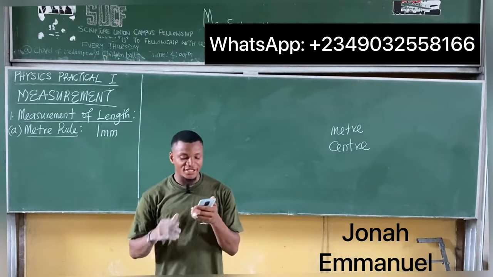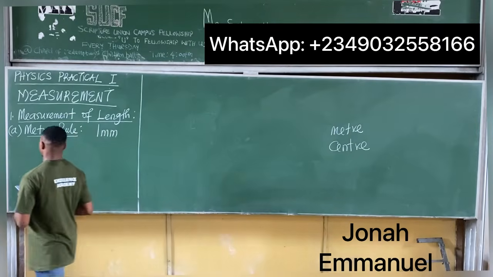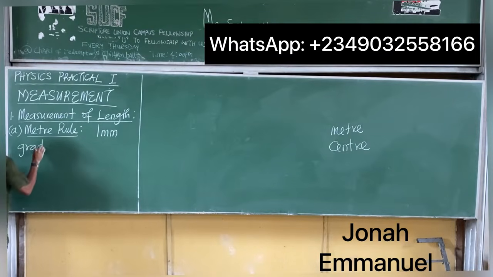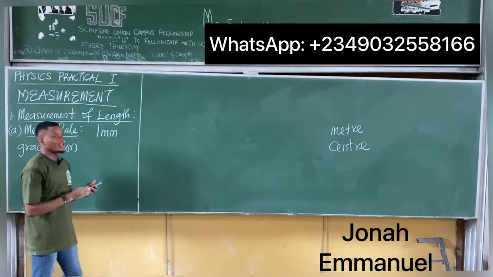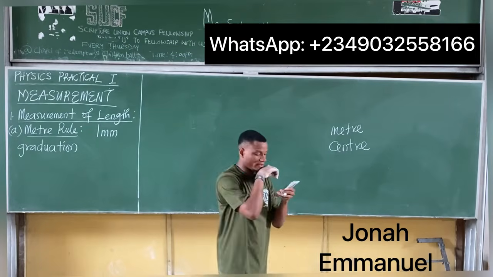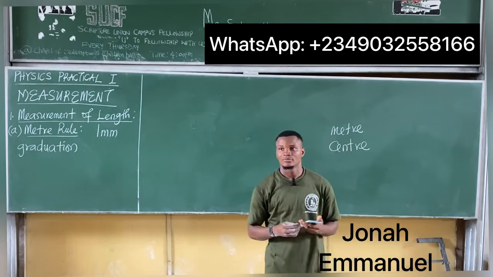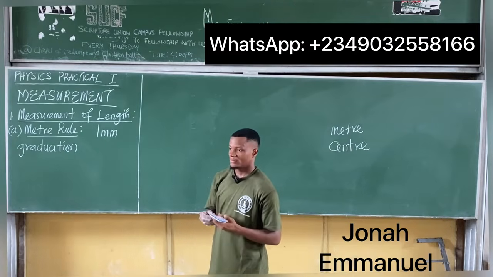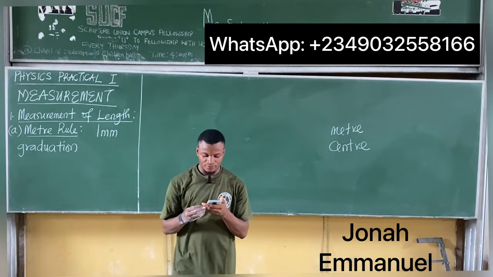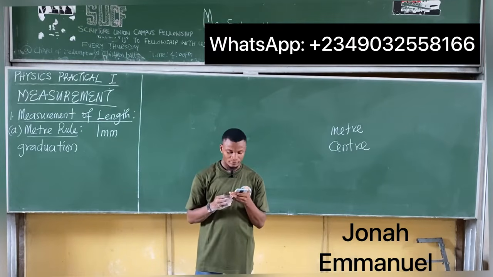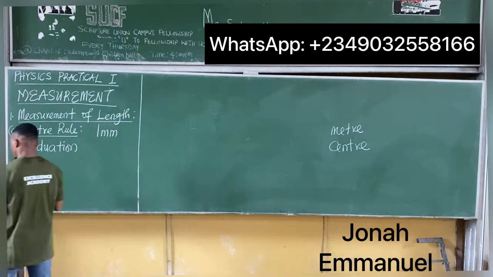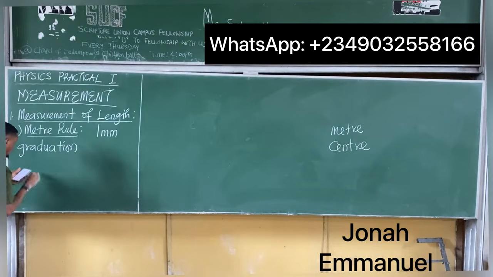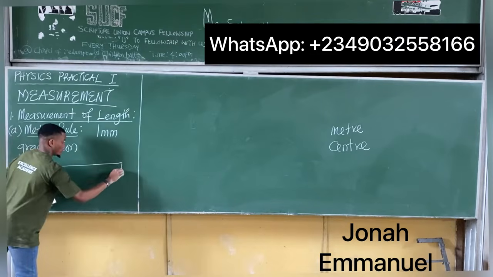1 millimeter being the smallest graduation on a meter rule. Full stop. This gives the reading accuracy of the rule. That's the meter rule.